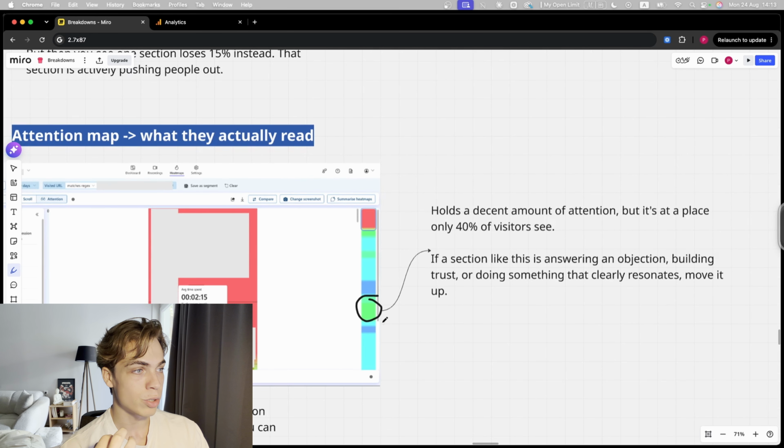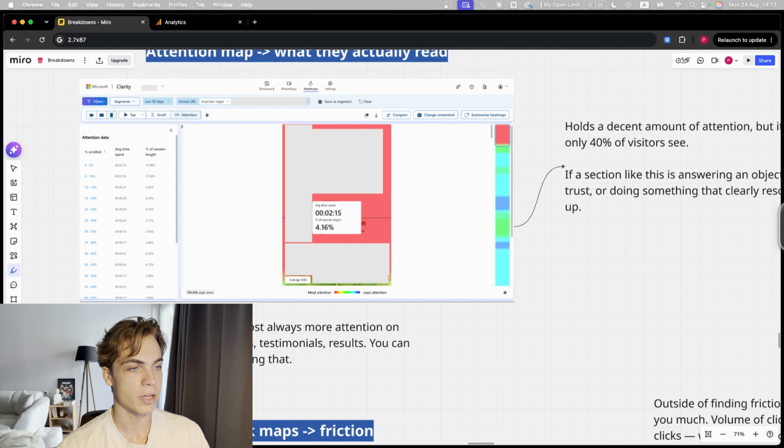Like so easy. You just take this section and you put it somewhere further up where there's a blue section like this that people don't really resonate with or pay too much attention to. And on any page, almost always, before and afters, testimonials, results, those things always get a lot of attention. You can basically never go wrong with that.